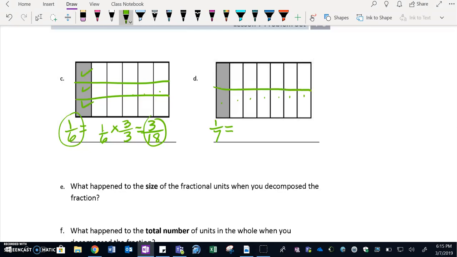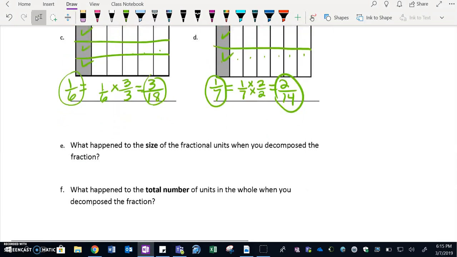Let's just cut this one in half. So we're starting with 1/7. We're going to cut it into halves. So we're going to multiply the numerator and the denominator by 2. 1 times 2 is 2. 7 times 2 is 14. I can see that 1/7, which was this original piece, is the same as 2/14. They are equivalent fractions.